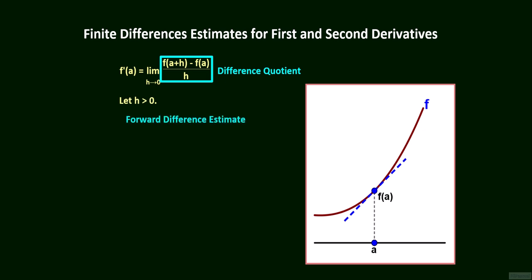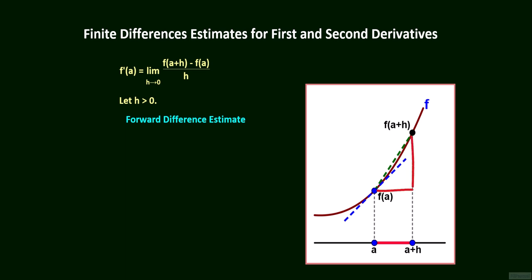As the name forward difference estimate suggests, we move forward along the x-axis from x equals a to x equals a plus h. We find the corresponding point to x equals a plus h on the graph of f. A forward difference estimate for f prime of a is the slope of the secant line through the points at x equals a and at x equals a plus h on the graph of f. The rise for the secant slope is f of a plus h minus f of a. The run is just h. And so f of a plus h minus f of a all over h is a forward difference estimate for f prime of a.